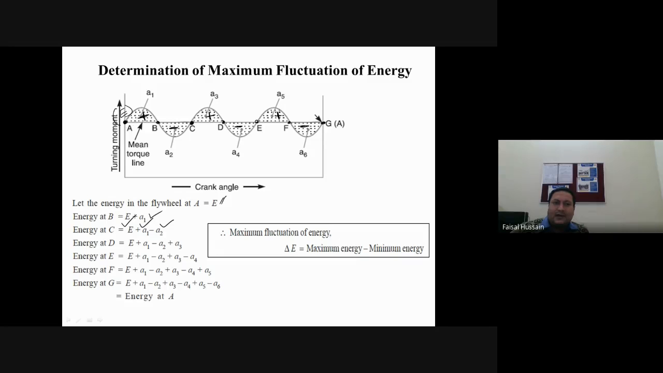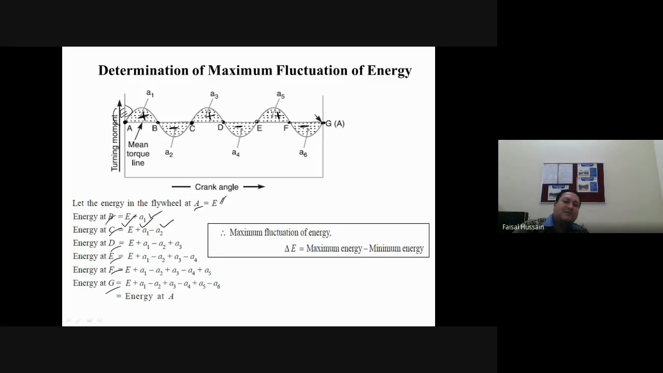If we talk about D, it is E plus A1 minus A2 plus A3. For E, it is minus A4. For F, add plus A5, and for G, it is minus A6. So these are the energies at different points. For example, this is the energy at A, then B, C, D, E, F, G. Whichever of these is the maximum energy and whichever is the minimum energy, if I take the difference of the two, the maximum and minimum, I will get the maximum fluctuation of energy.